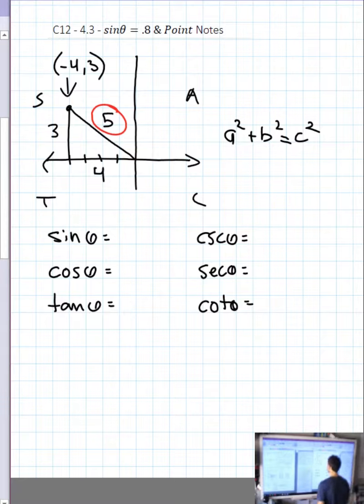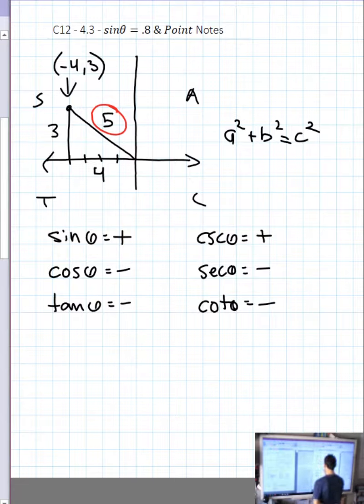So my sine ratio, I'm in the S quadrant. Sine is positive, and cos and tan are negative. I do that first. Cosecant is like sine, it's positive. Secant is like cosine, it's minus. Tan is like cotan, it's also minus.